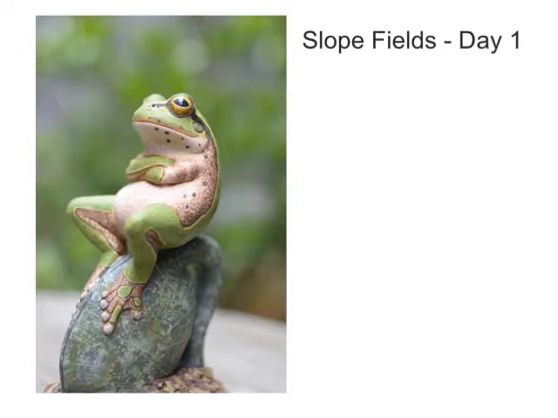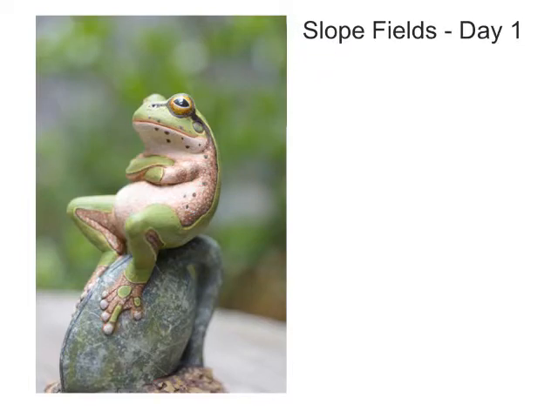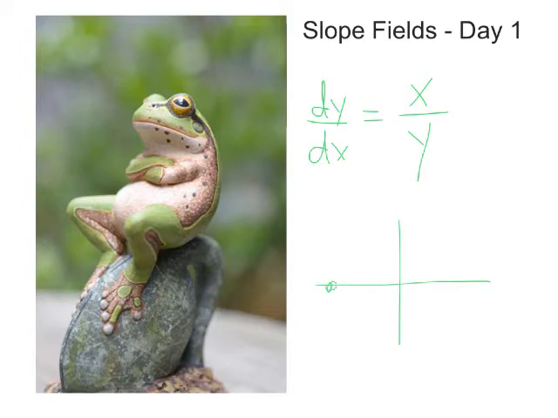Anyways, after this video, you should be able to draw a slope field given an equation. So if I said dy dx equals x over y, we would want to be able to draw the slope field for that. Generally, you'll only be given a few points to do the slope field at, so you'd want to plot only at those points.